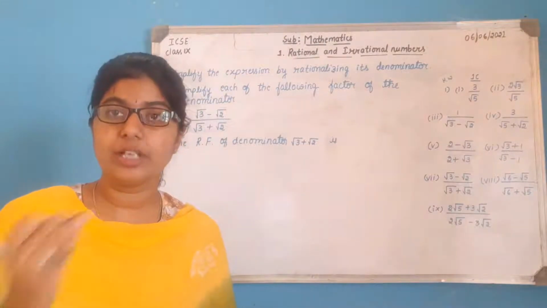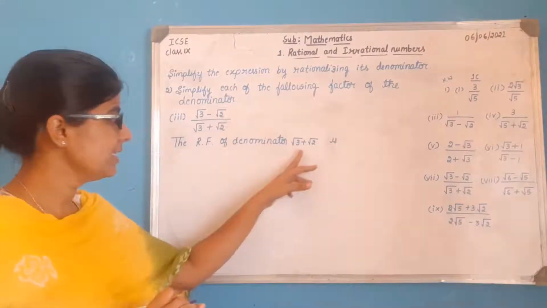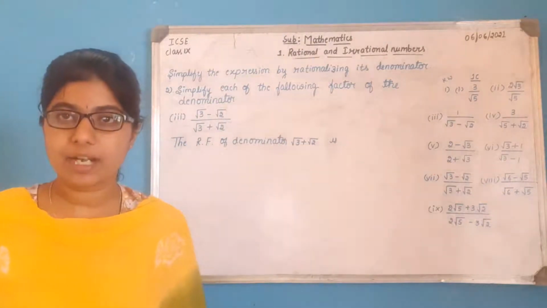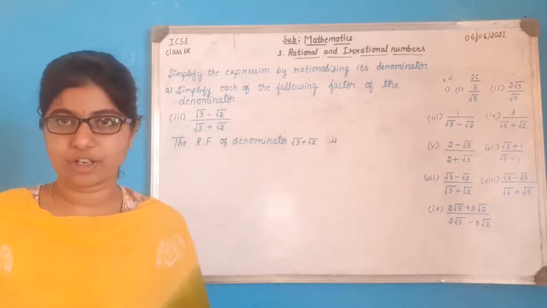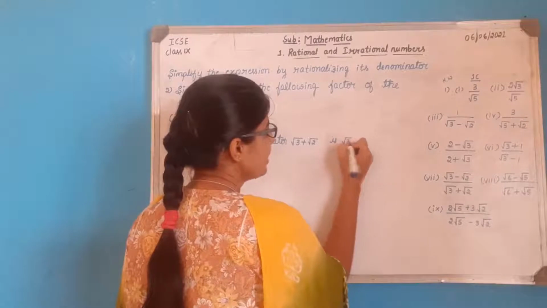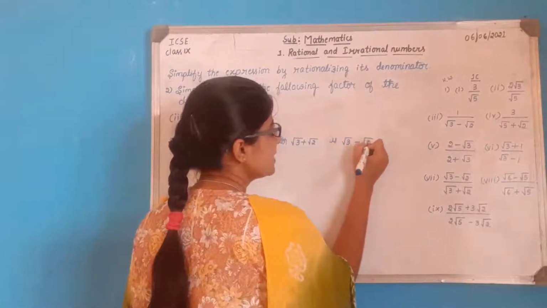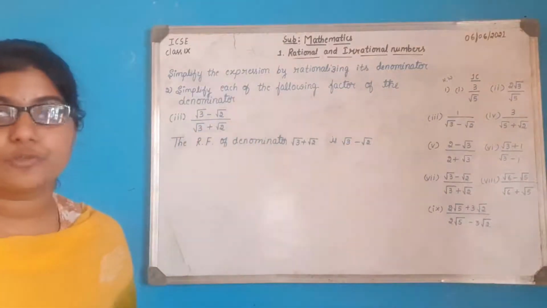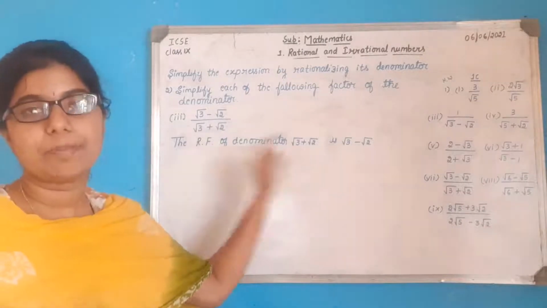A positive sign has to be written as a negative sign. Here there is plus, so if you write it with minus, that becomes the rationalizing factor. So root 3 plus root 2 becomes root 3 minus root 2. This is the rationalizing factor for the denominator root 3 plus root 2.